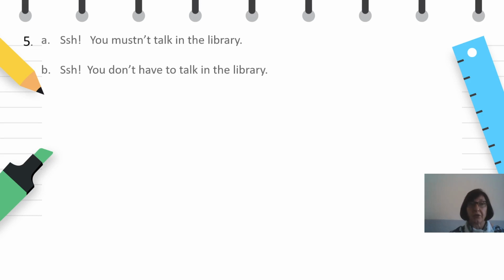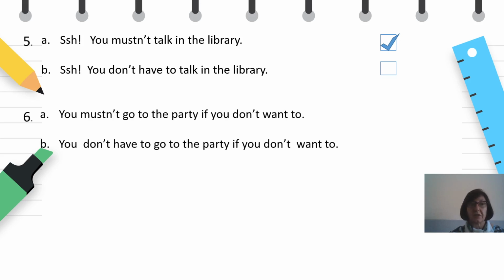Pair number 5. Shh, you mustn't talk in the library. Or B, shh, you don't have to talk in the library. You probably guess the correct one is: shh, you mustn't talk in the library. Pair number 6. You mustn't go to the party if you don't want to. Or, you don't have to go to the party if you don't want to. The correct sentence is: you don't have to go to the party if you don't want to.